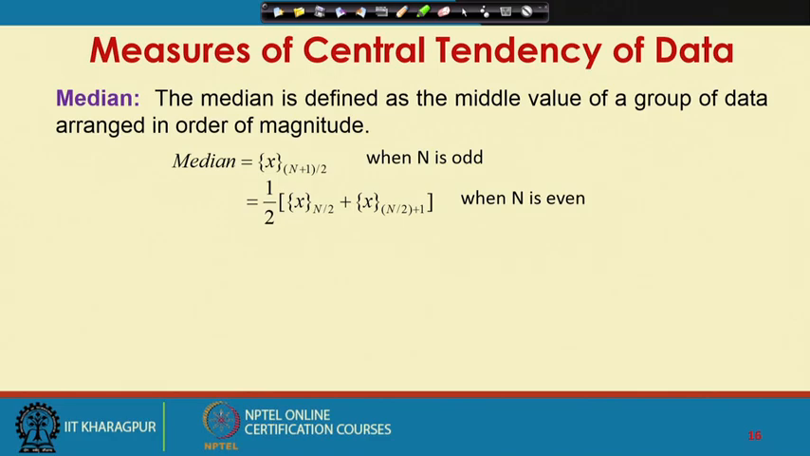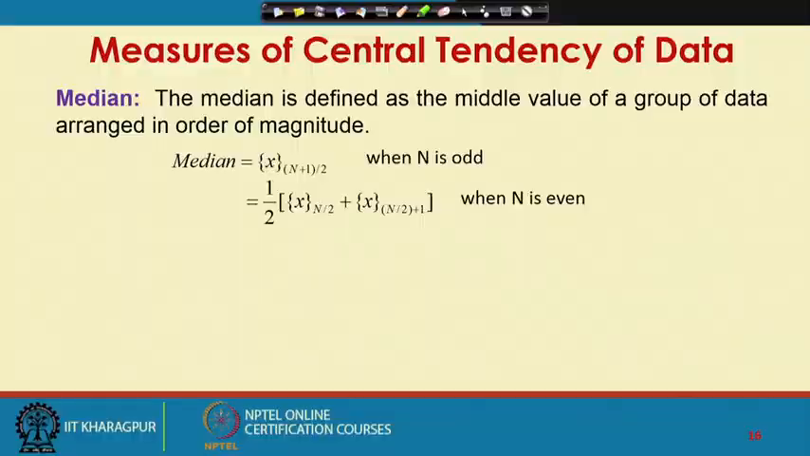Now, depending on the number of observations that you have taken, you can have an exact midpoint. Like say you have taken 11 readings. In that case, the sixth one is the midpoint. So, 5 readings above 6, 5 readings below 6. So, 6 is the midpoint, 6 is the median.